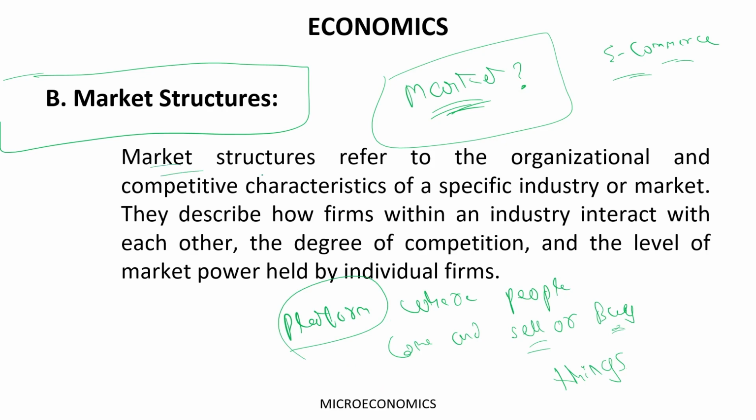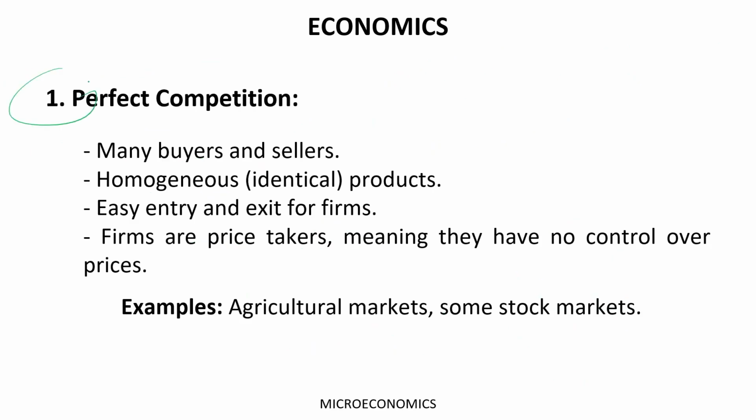And when we talk about market structures, it refers to the organizational and competitive characteristics of a specific industry or market. It describes how firms within an industry interact with each other, the degree of competition, and the level of market power held by individual firms. So a market is a place, and market structure comprises all these things. First we have perfect competition.